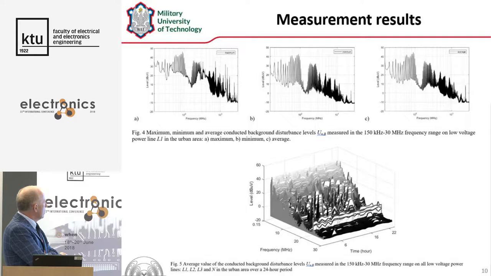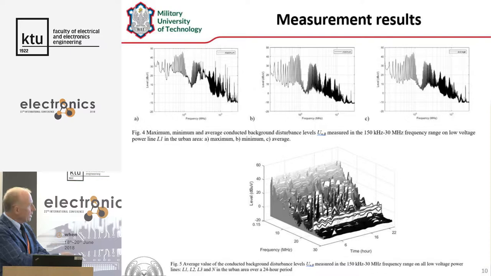In my article, I presented the results of the measurement. Here I presented the maximum and average level of conducted background disturbance levels in this frequency bandwidth on the power line L1 in urban area. Here I presented the average value on the L1, L2 and L3 and neutral line over 24 hours, during the day and during the night.